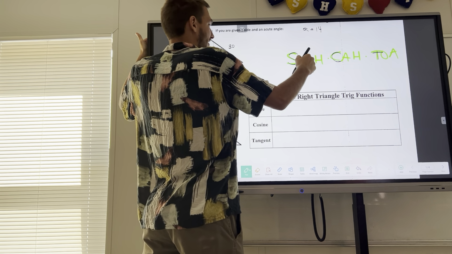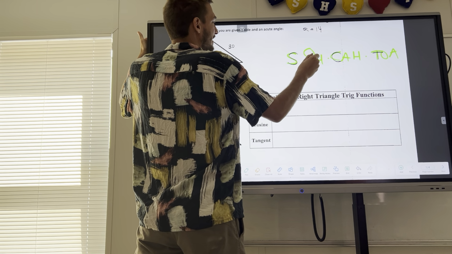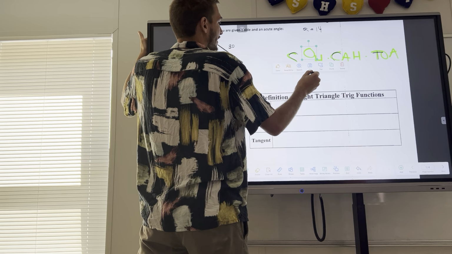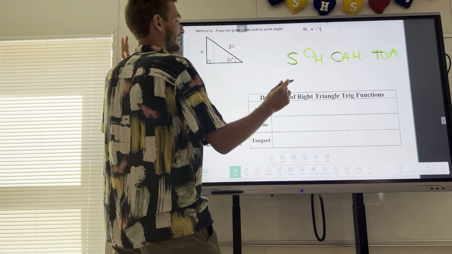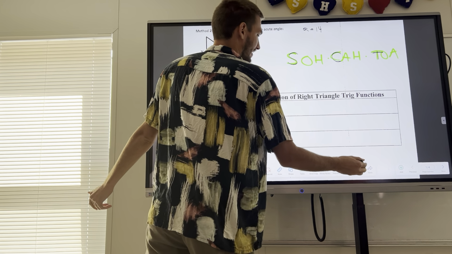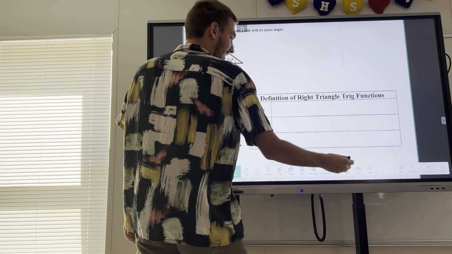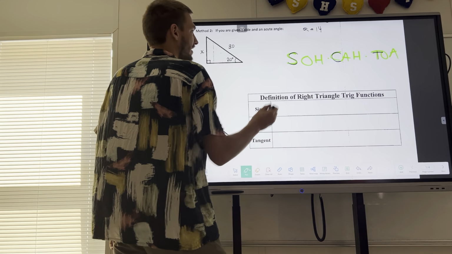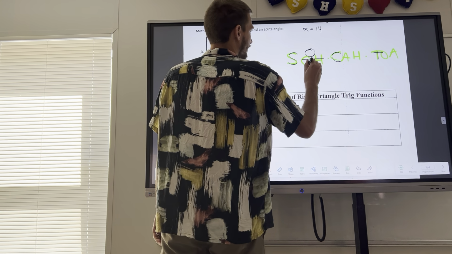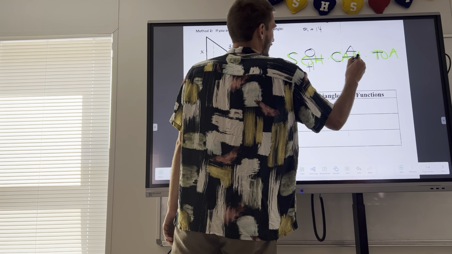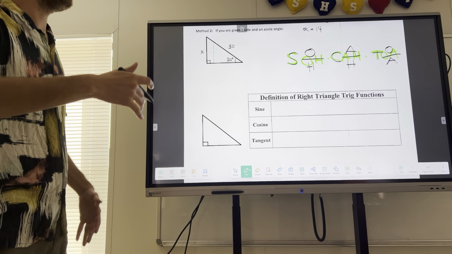These are fractions, and importantly, the first letter is the top, and the second letter is the bottom. This is more like O over H. This is more like an A over H. At this point I've been writing on top of stuff, and it's a little hard to see, but SOHCAHTOA. This is how we're setting up fractions.